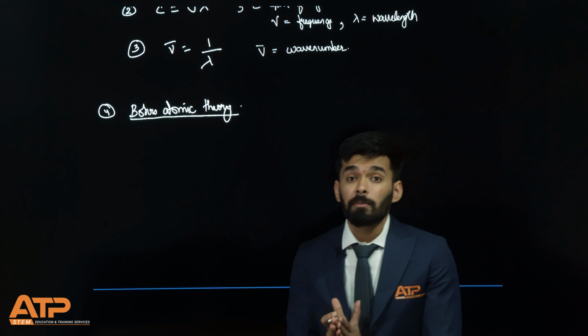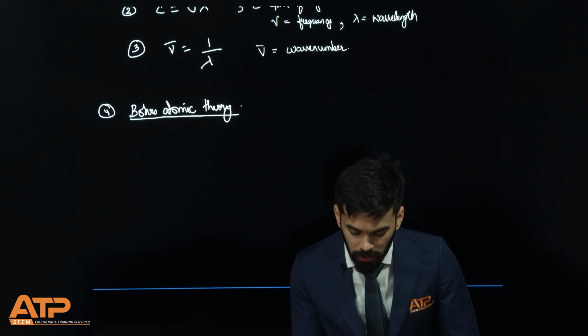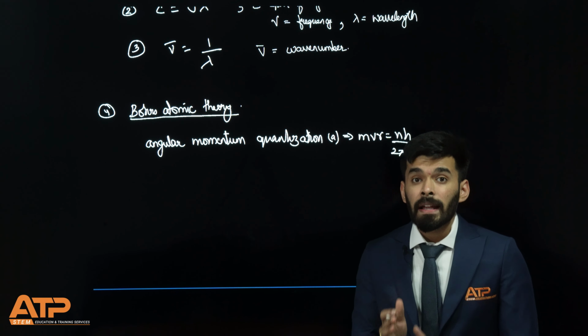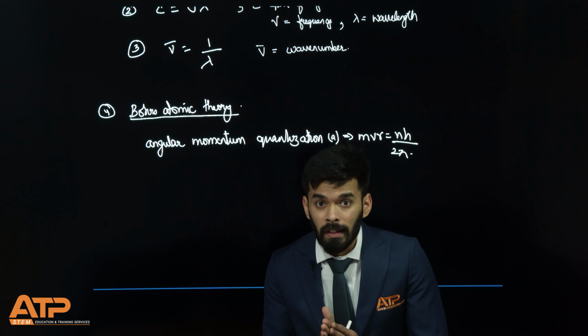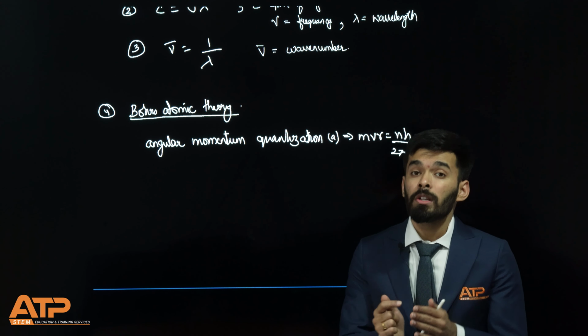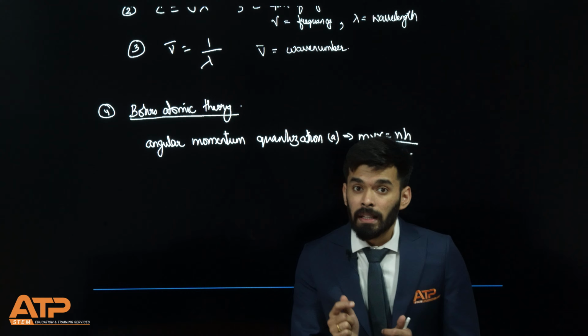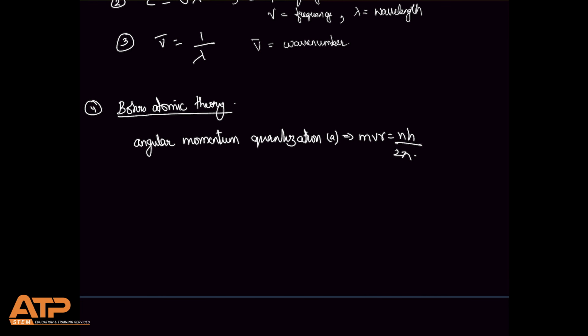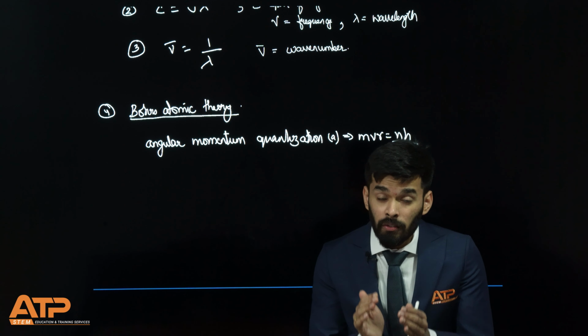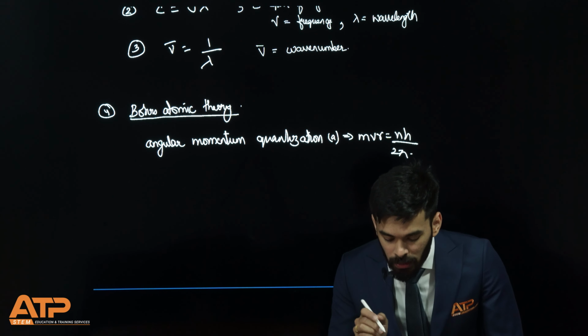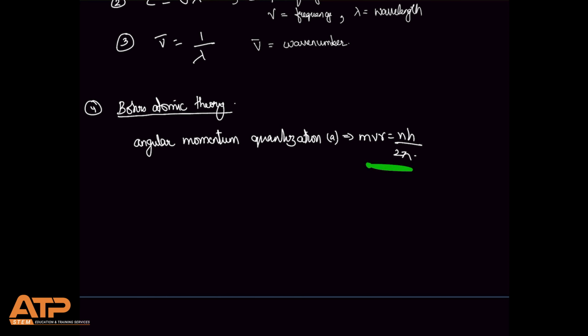With that, let's move to Bohr's atomic theory. Bohr said only those orbitals are allowed in which angular momentum of electrons is quantized. That means mvr is equal to nh upon 2 pi. If an orbital is fulfilling this particular equation, then only that orbital will exist, otherwise the orbital will not exist.